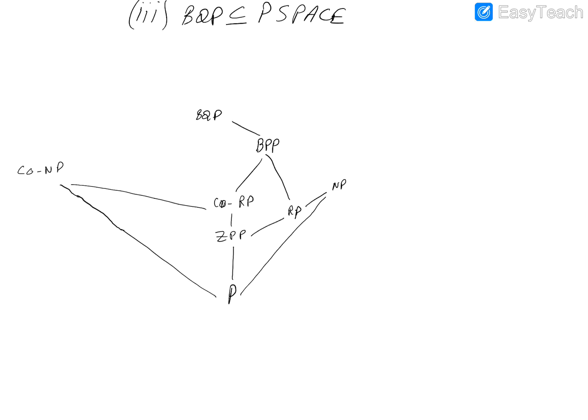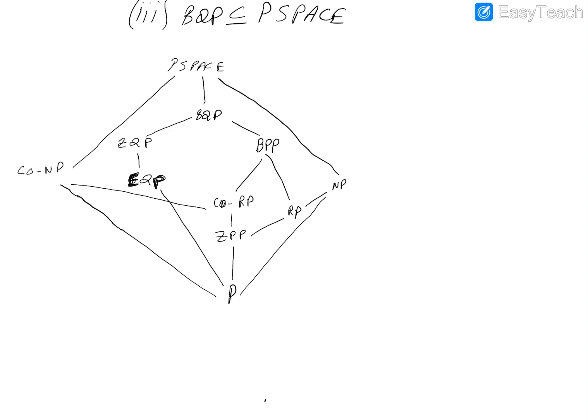We also have EQP above P. And we have ZQP above EQP. Above ZQP we have BQP. At the top we have PSPACE. Co-NP is a subset of PSPACE. BQP is a subset of PSPACE. And finally NP is a subset of PSPACE. Okay, so this is the overall picture of the complexity classes, including both deterministic and probabilistic and quantum complexity classes.